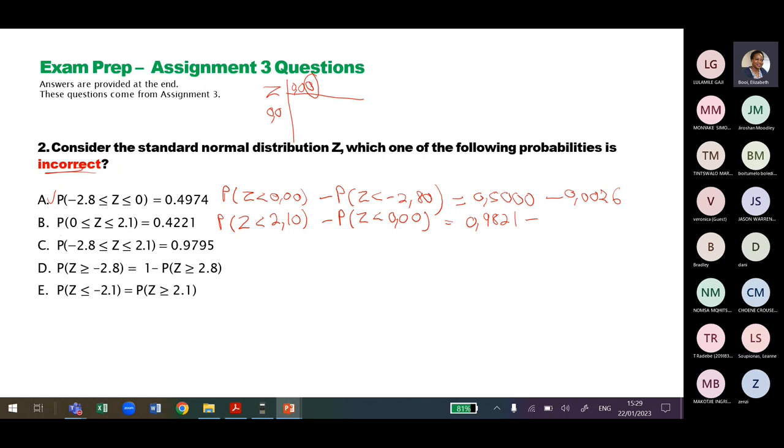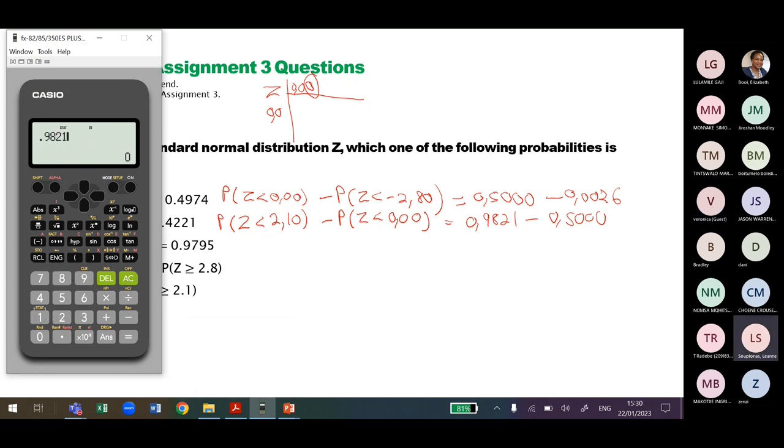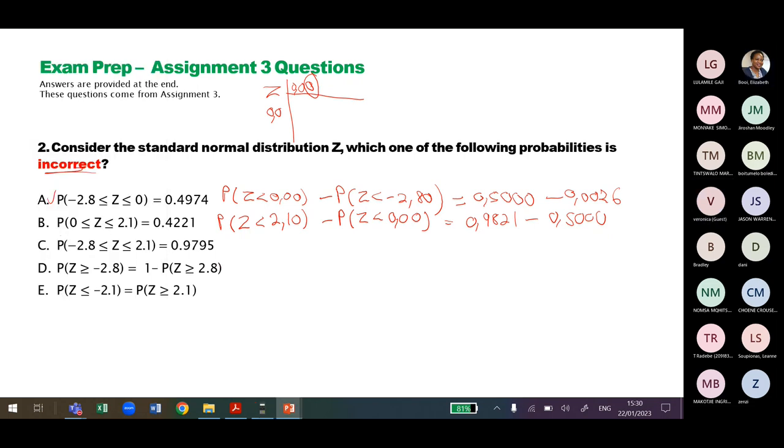0.9821 minus the probability of 0.00, we did find it. It was 0.5000. So calculate, does it give you 0.4221? And the answer is 0.4821. So this is incorrect, the incorrect one. Okay, I'm just going to continue so that you can practice.